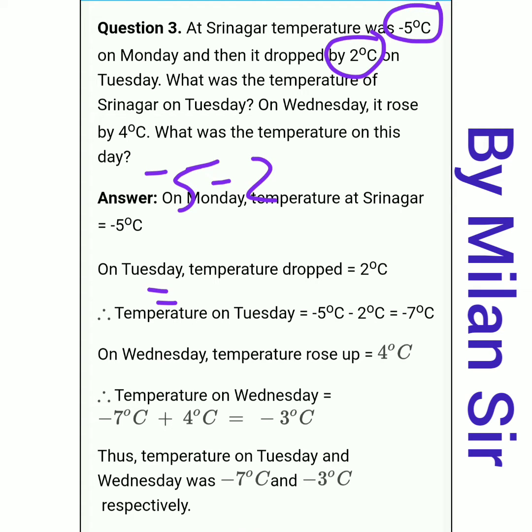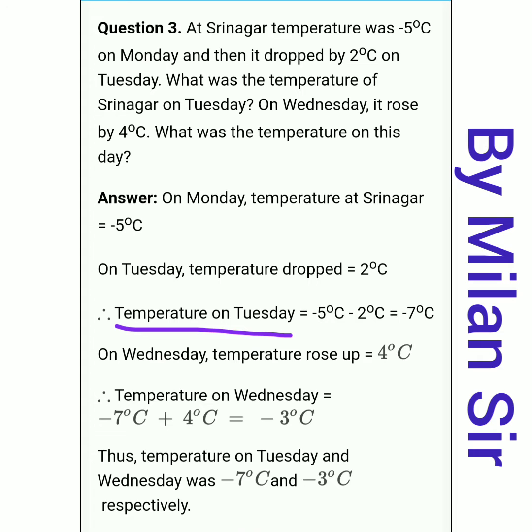So we need to solve this. Now minus minus plus, that means we need to use addition process, right? So 5 plus 2, 7, and we need to put the big number sign. Right now it is negative, so a negative sign. Okay, so minus 7. This is the answer, minus 7 degrees Celsius. That means we need to write like this. Temperature on Tuesday is equals to minus 5 degrees Celsius minus 2 degrees Celsius is equals to minus 7 degrees Celsius.